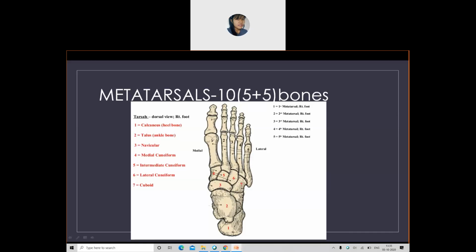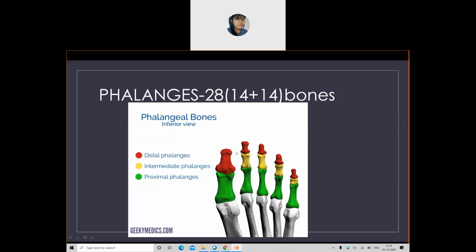Okay, so in the metatarsals, how many bones do you have? 5, isn't it? 1, 2, 3, 4, 5. So 5 plus 5, 10. 5 on this side and 5 on the other side. So the total number you'll have is 10 metatarsals. Last is phalanges.